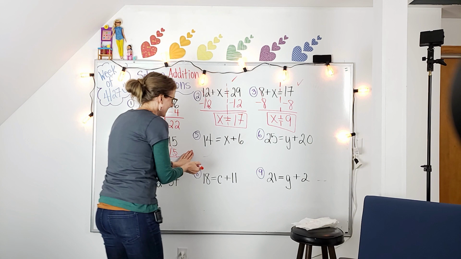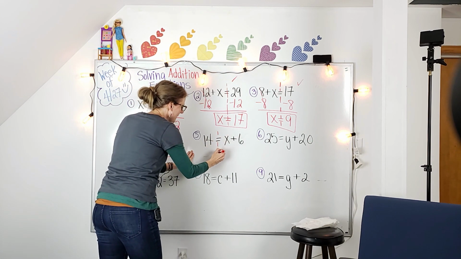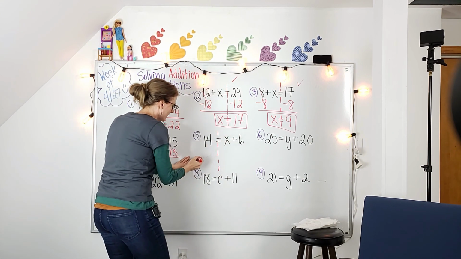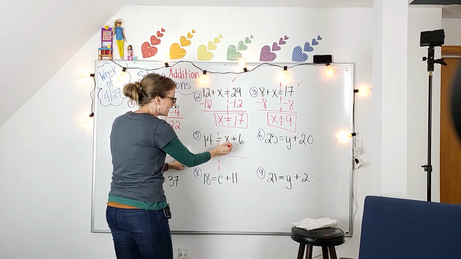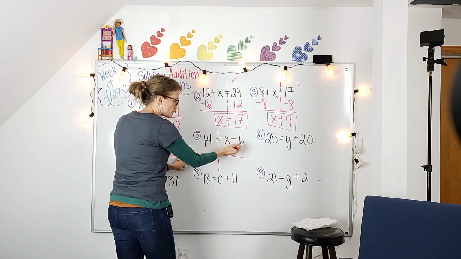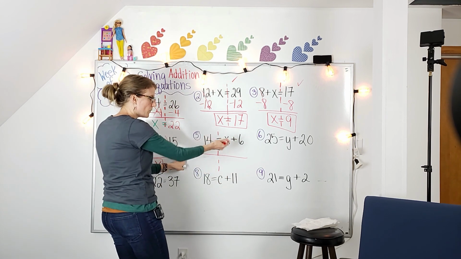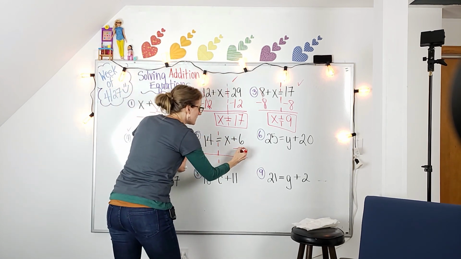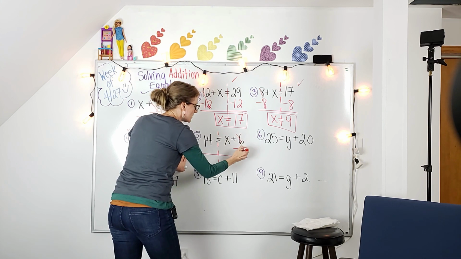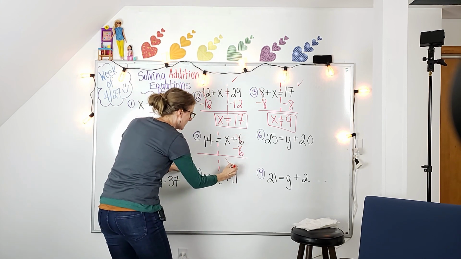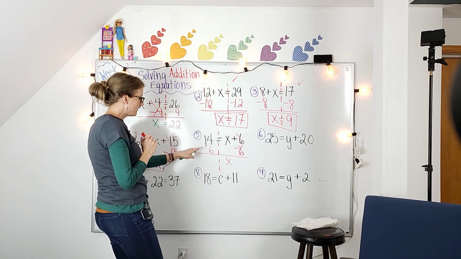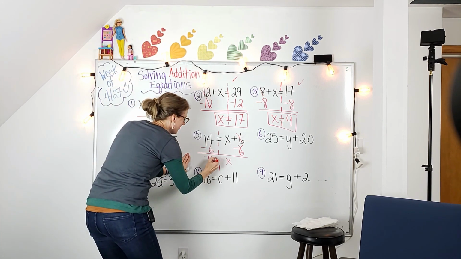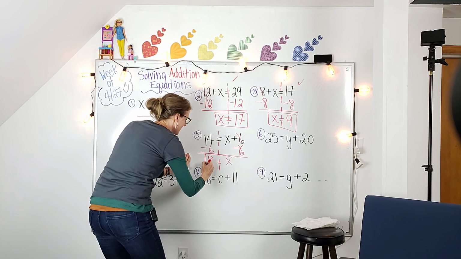All right, the next one. Put your dividing line in. Again, I call it the wall. And we want to isolate the x, but now it has this plus 6 attached. We want to move it over to the other side. So to negate, we do the inverse. We get a 0. I'm going to minus the 6 over here too. So 14 minus 6 is an 8.